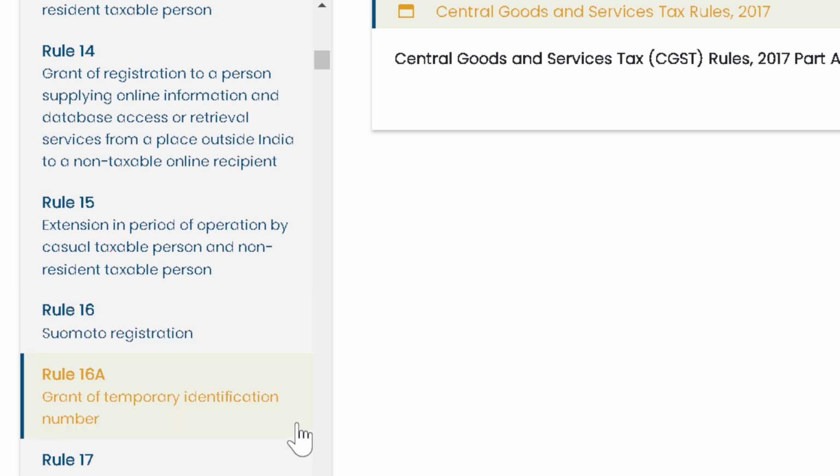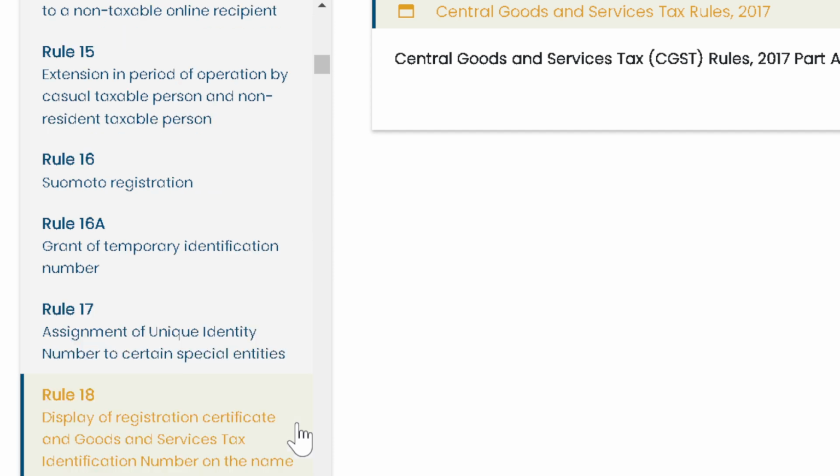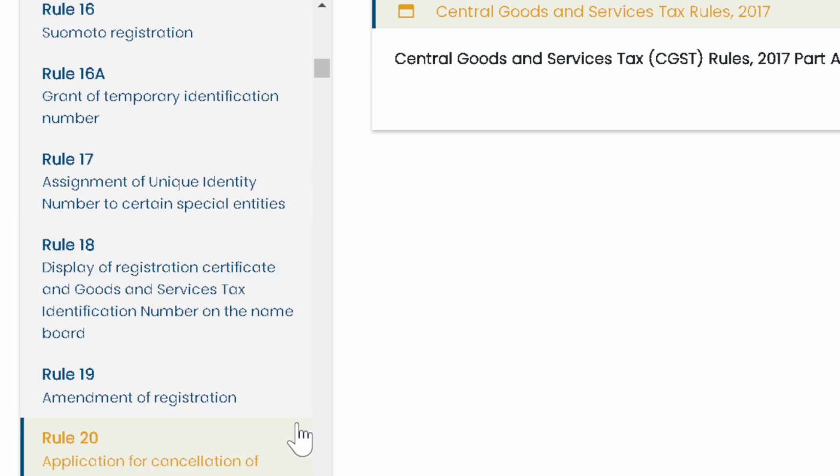Rule 16A, Grant of temporary identification number. Rule 17, Assignment of unique identity number to certain special entities. Rule 18, Display of registration certificate and goods and service tax identification number on the name board. Rule 19, Amendment of registration.